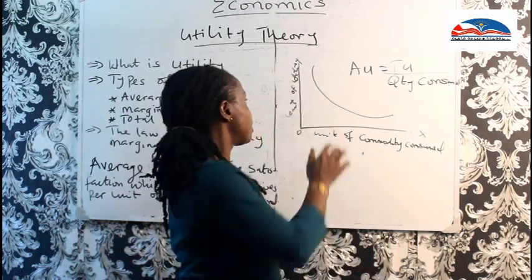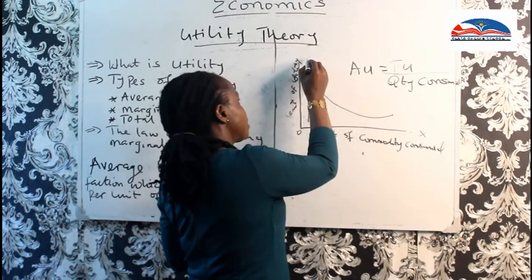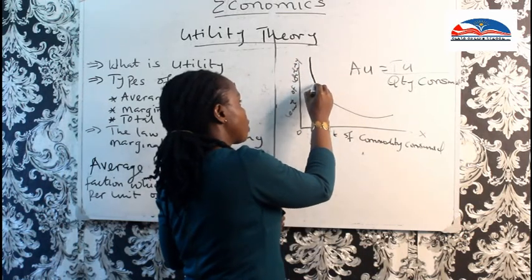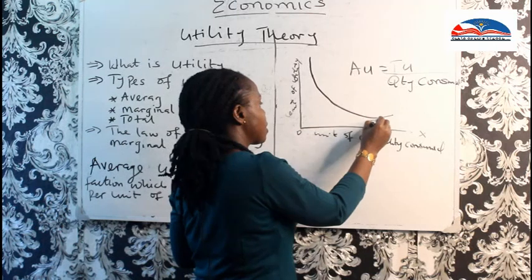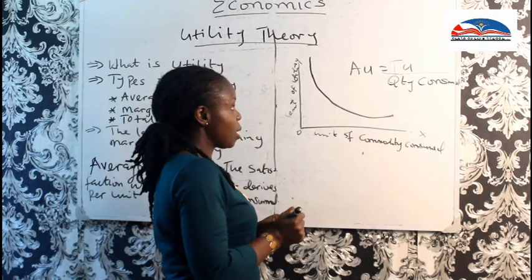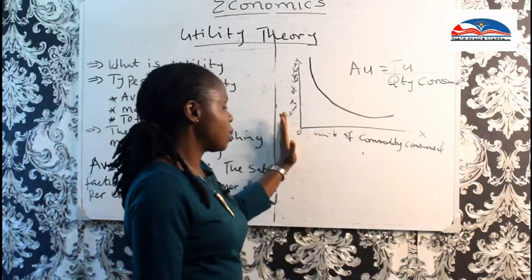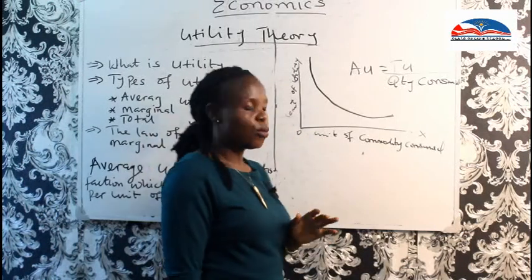And so this is the curve illustrating that. So this is the curve for average utility. Know each of the curves.